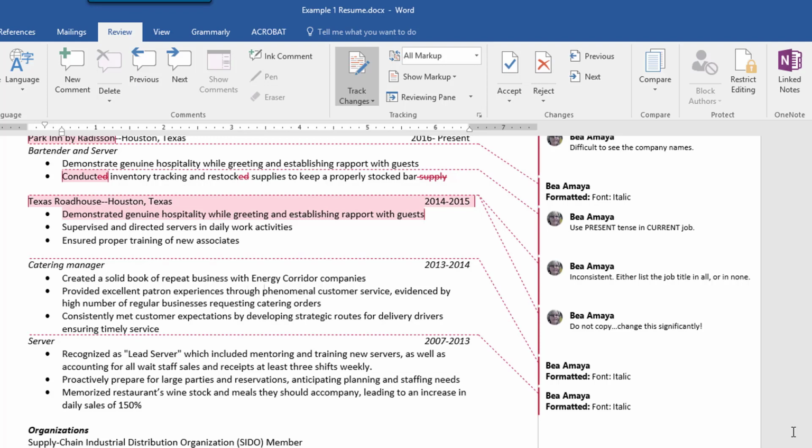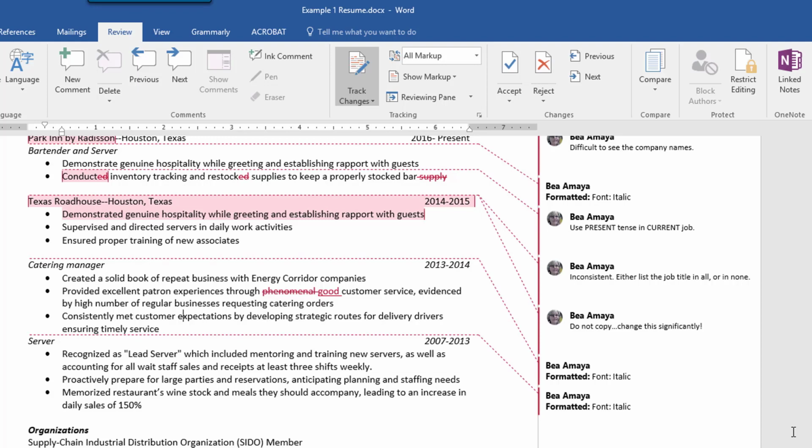Provided excellent patron experiences through phenomenal customer service. I'm going to say, you know what? Don't use words like phenomenal. That is way over the top, way overdone. My guess for this one is: provided excellent patron experiences through good customer service, evidenced by a high number of regular businesses requesting catering orders. Okay, that's all right. That describes how he knows that it's really good.